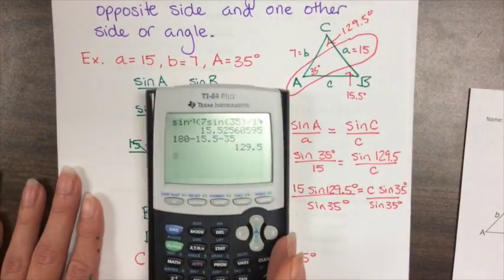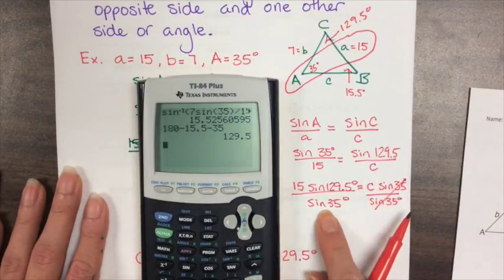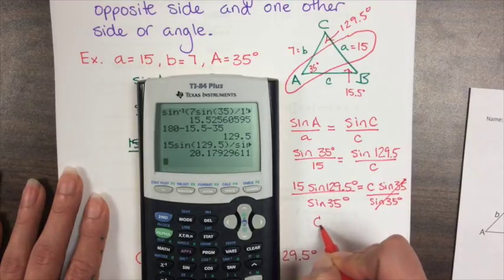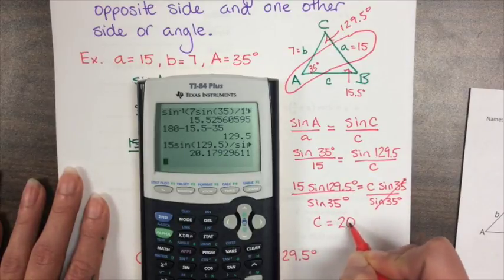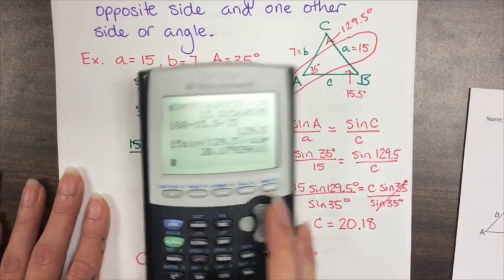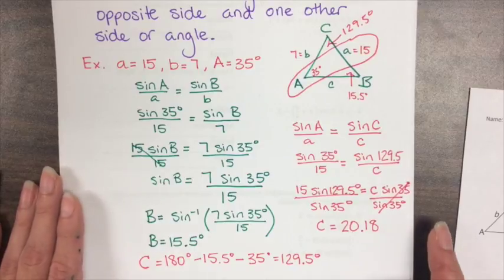And let's go to our calculator. We can see that c equals 15 sine 129.5 divided by sine 35. And so c equals 20.18. And now we have solved the entire triangle using law of sines.